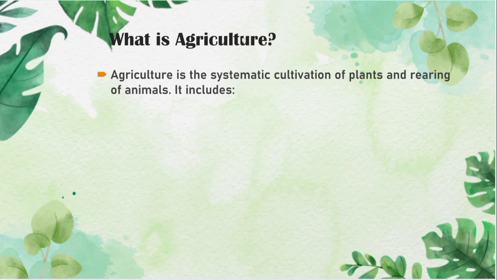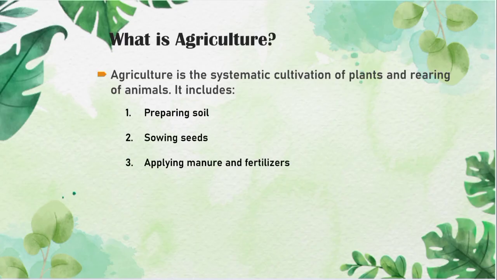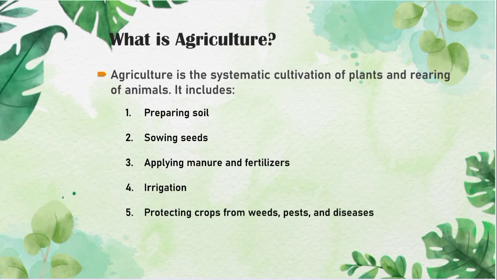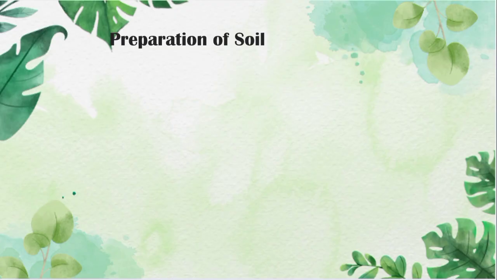What is agriculture? Agriculture is the systematic cultivation of plants and rearing of animals. It includes preparing soil, sowing seeds, applying manure and fertilizers, irrigation, protecting crops from weeds, pests, and diseases, harvesting and storage. It's the complete cycle that turns soil into supper.